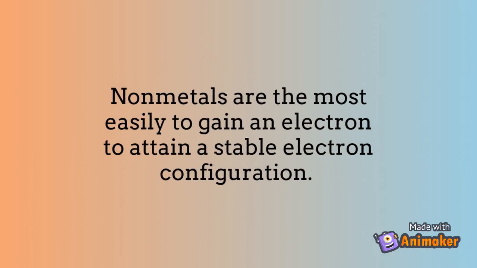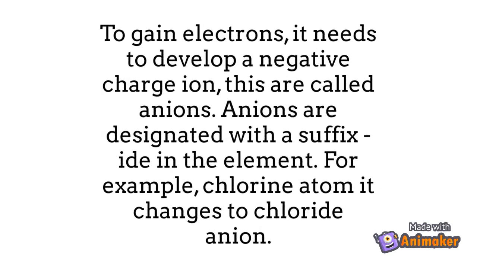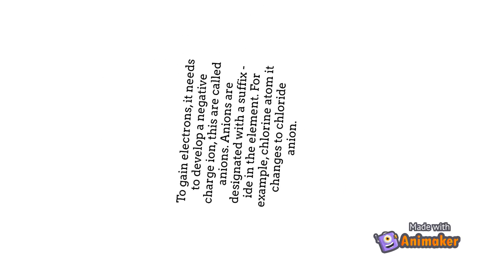Nonmetals easily gain electrons and always look for a stable octet. In order to gain an electron, it needs a negatively charged ion that is called an anion. Anions use the suffix "-ide", like chlorine changes to chloride.